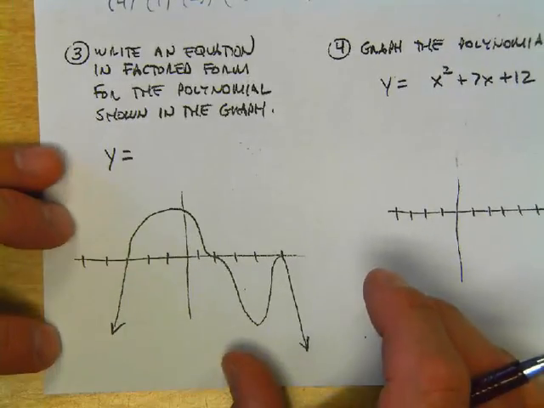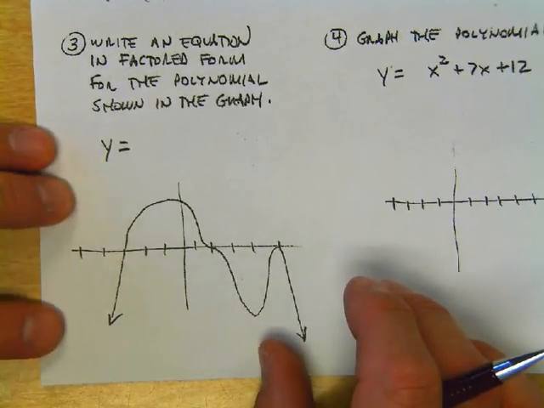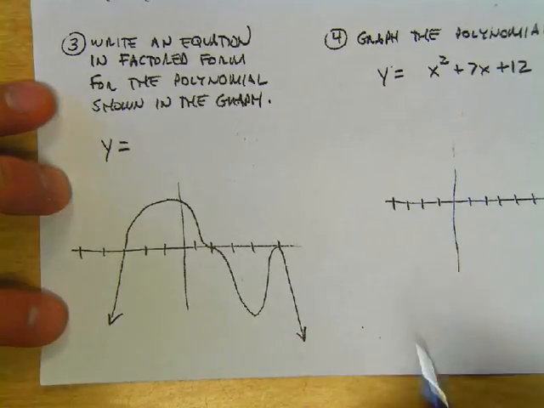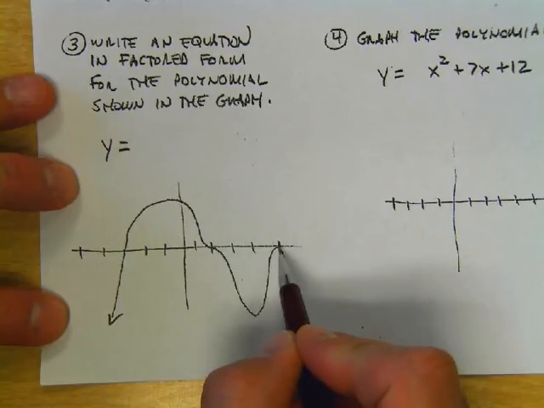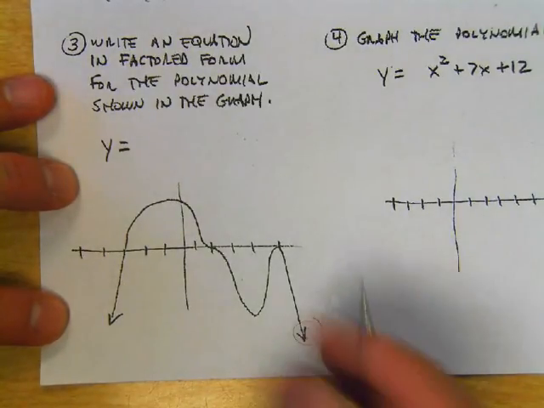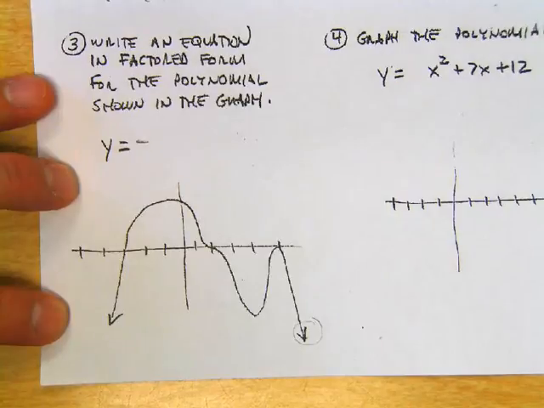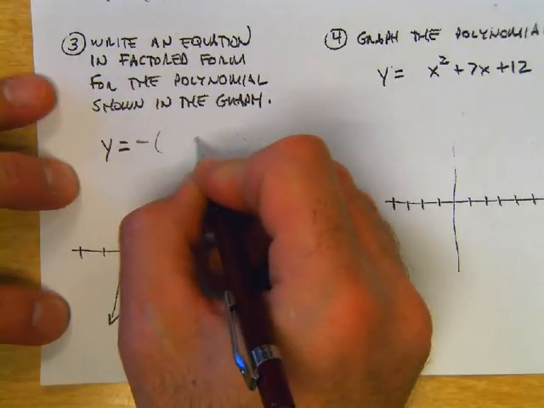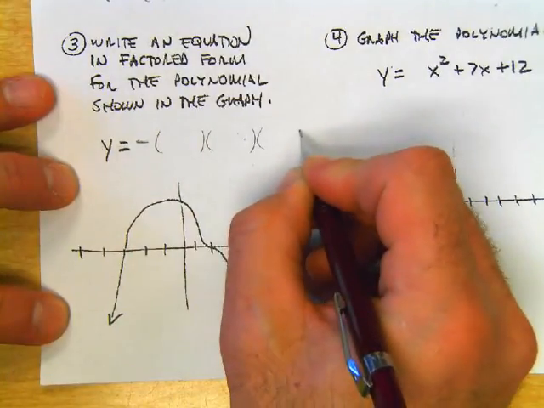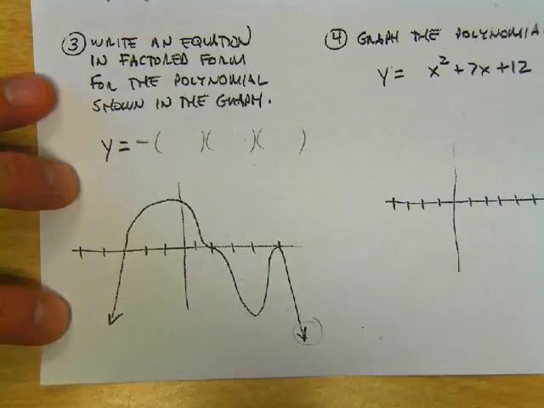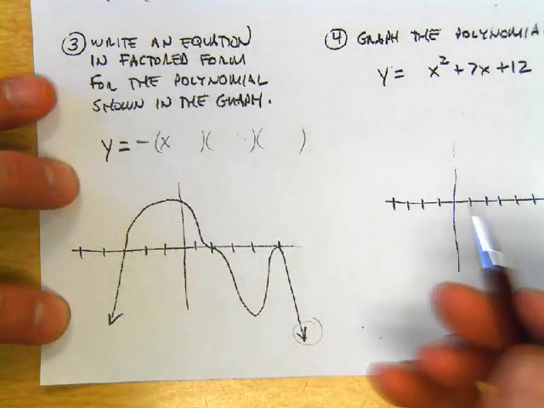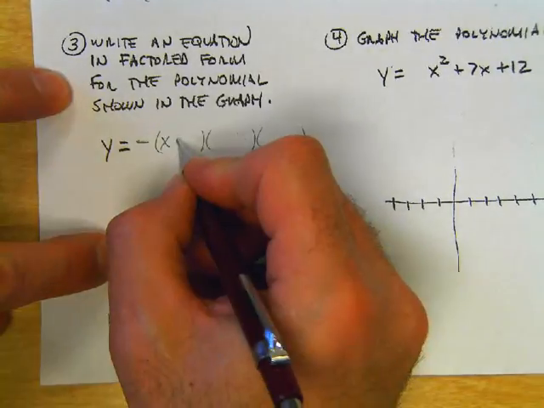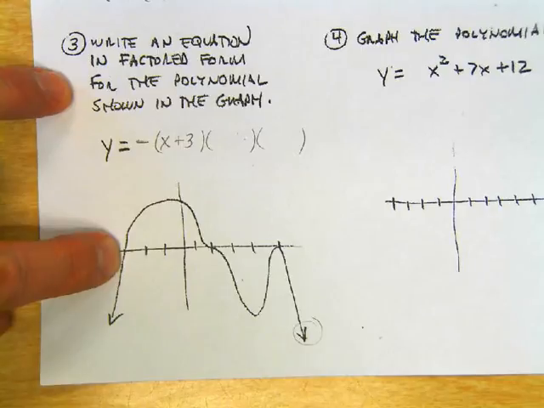Alright, write an equation in factored form for the polynomial shown in the graph. Okay, well, first of all, the right hand is down, so I know the lead coefficient is going to be negative. And then I see that there are 1, 2, 3 roots, so we are going to have 3 linear binomials. We'll just start from the left here. It's negative 3, so we would have the opposite sign, positive 3.